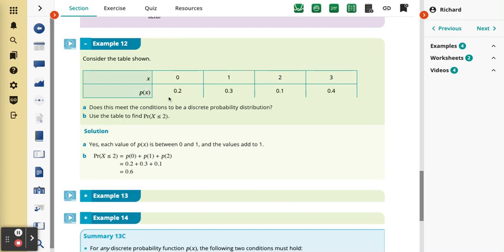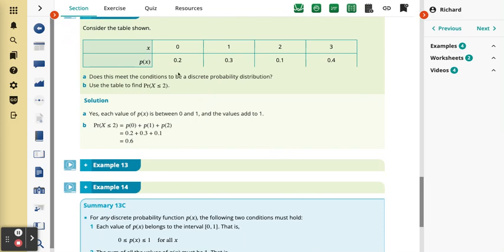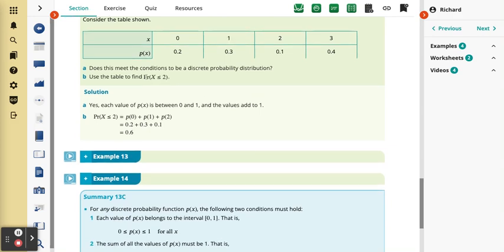Okay, keeping that in mind then, does this meet the conditions to be a discrete probability distribution? Well, for that, we need discrete values, which we do, and that these probabilities have to add up to 1, which they do. So this does meet the conditions for a discrete probability distribution. If it didn't, it means there are values that aren't here somewhere, and therefore it's not discrete or the probability is not complete.